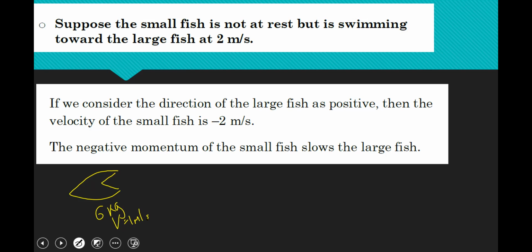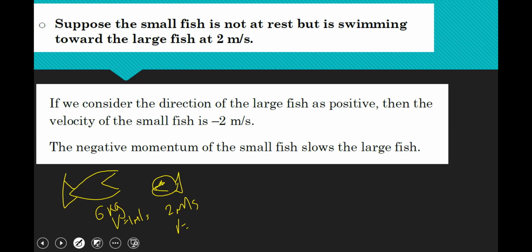And there's another fish, which is the small one here. Imagine that it is a fish. Now this fish here, its mass is 2 kilograms, and its velocity is not at rest as in the previous one. It is swimming now toward the large fish. So when I say toward the large fish, that means if the big fish is going to the right, the second fish, the small fish, is going to the left.